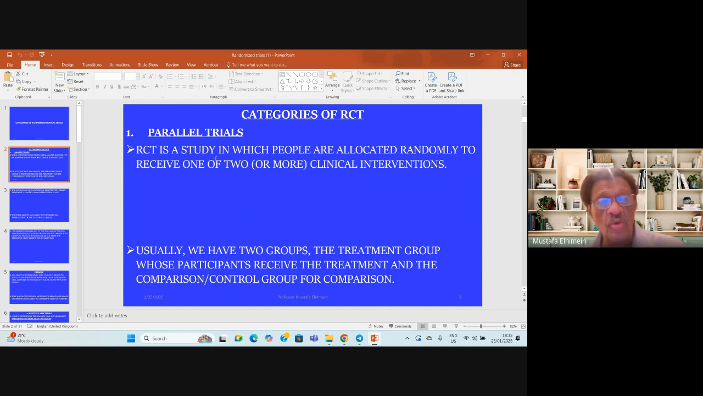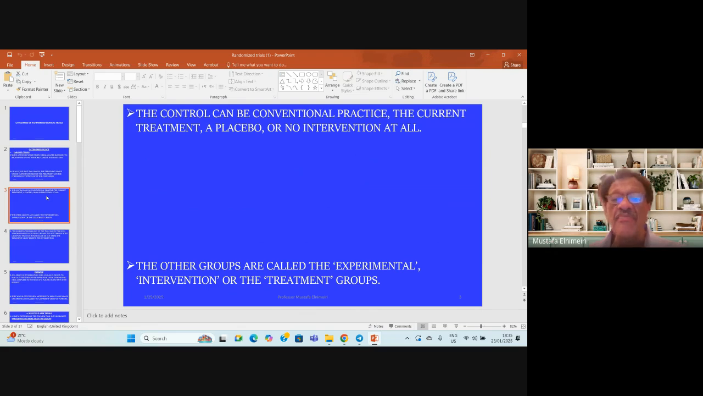allocated randomly to receive one of two or more clinical interventions, of a drug, of medicine, or whatever it is. Usually, we have two groups: a treatment group, whose participants receive the treatment, which we are interested to find out whether it has therapeutic efficacy, and then a comparison or control group for comparing the outcomes. And usually the control can be exposed to conventional practice, the routine treatment which we have, or the placebo, or no intervention at all in some situations.